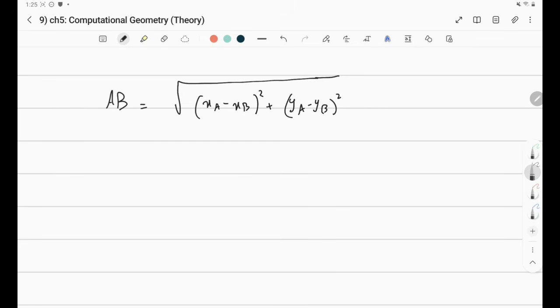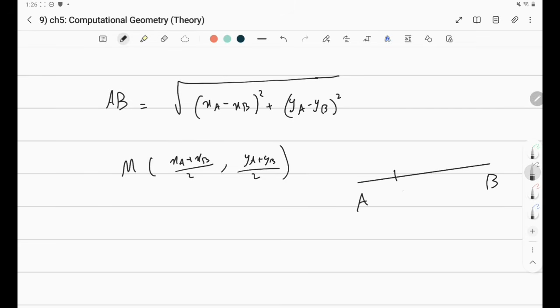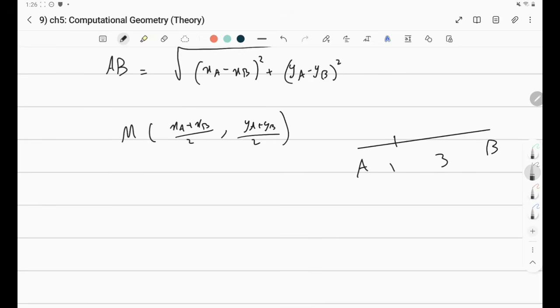If you want to find the midpoint M of AB, then you say xA plus xB over 2, yA plus yB over 2. And of course you can find any ratio on segment AB, like 1 to 3 or the midpoint or whatever. You can always figure it out by knowing the ratio. Okay, so you know all of these.